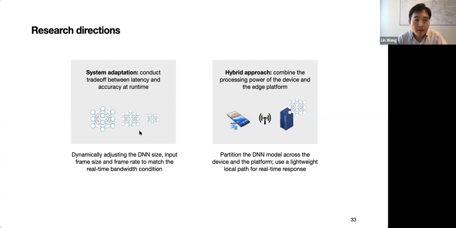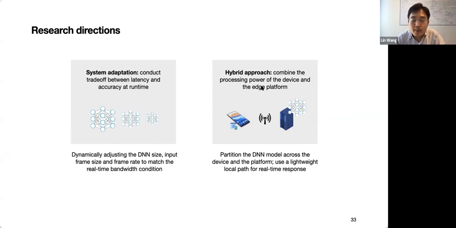And another dimension is the frame rate. For instance, we get the frame rate at probably 30 or 50 or 60 frames per second, but then we can just apply the analytics to a subset of those frames. At the end, we will lose some accuracy, but we can save some computation, so that we can save some time, like the streaming time and the computation time, so that we can meet the real-time requirements, right, even under variable network conditions. So this is about system adaptation.